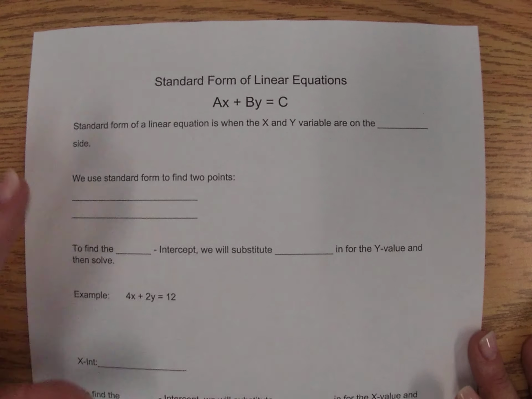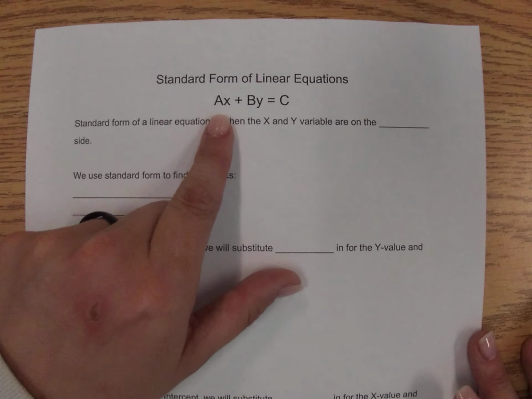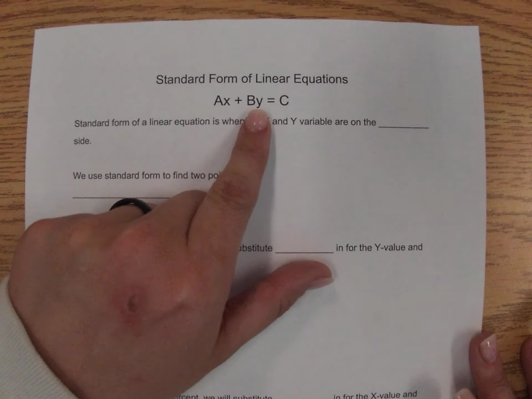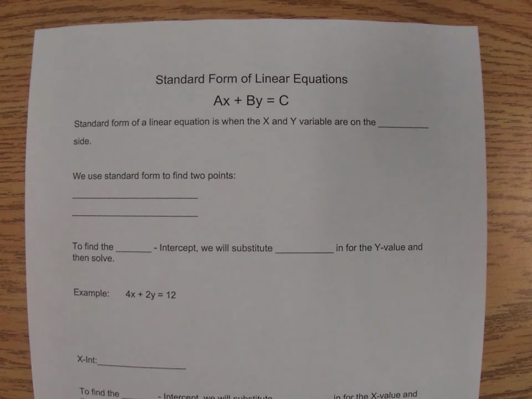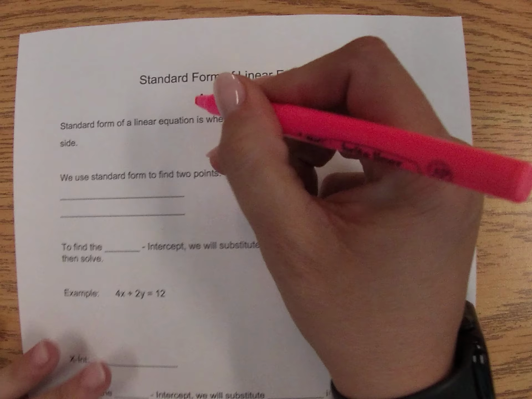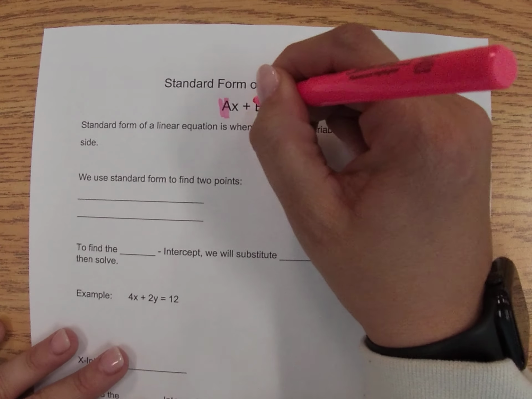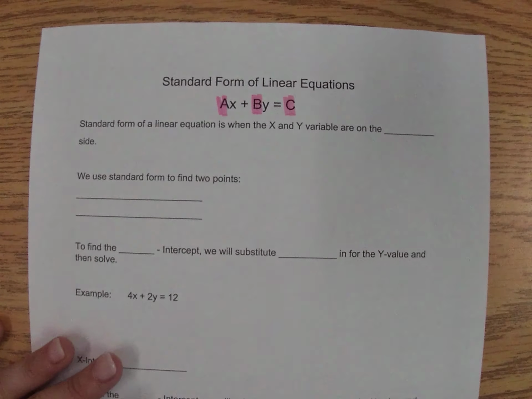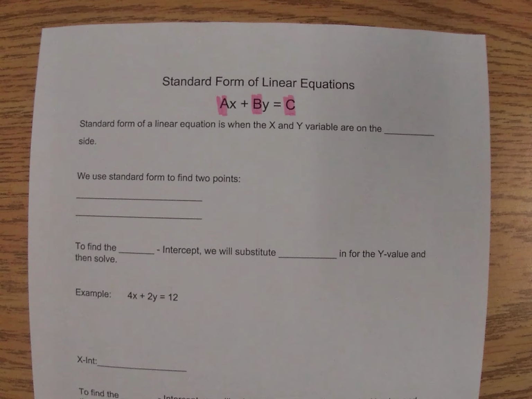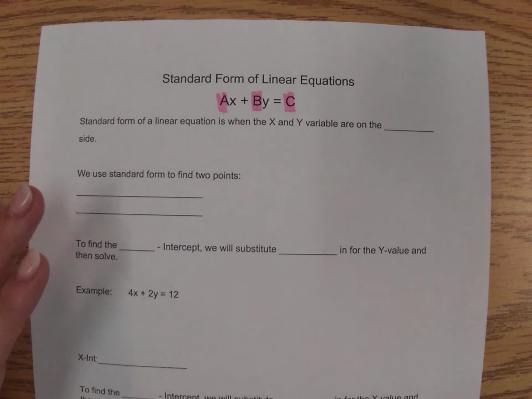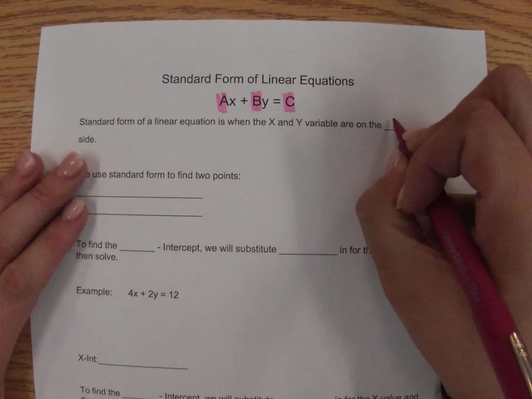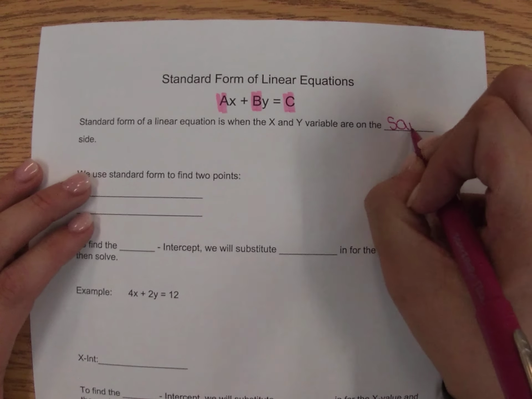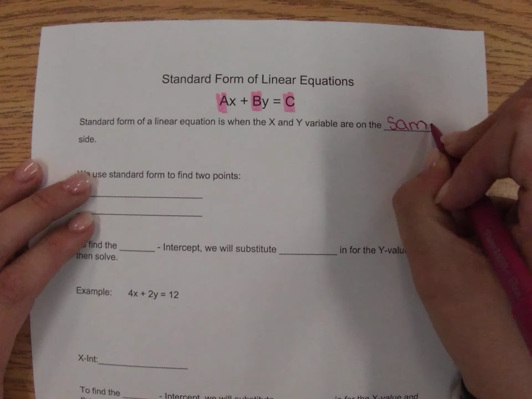form. Standard form is when it says ax plus by equals c, where a, b, and c are all numbers. They can be any number they want to be. So we can identify standard form. The trait that we see is that x and y are on the same side of that equal sign.